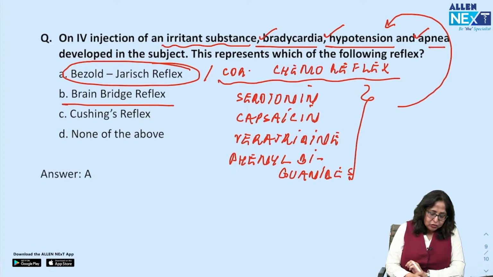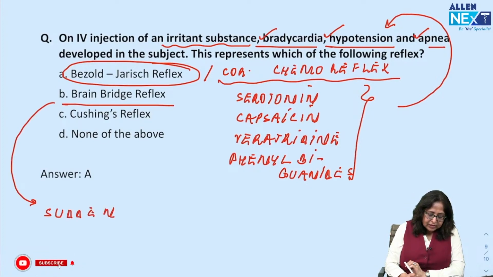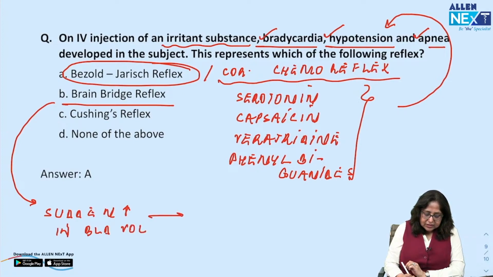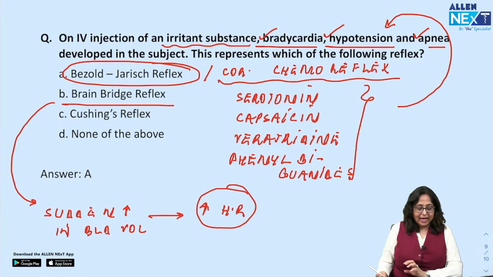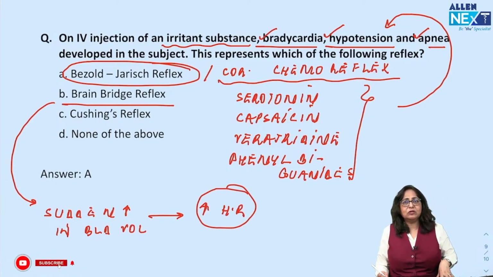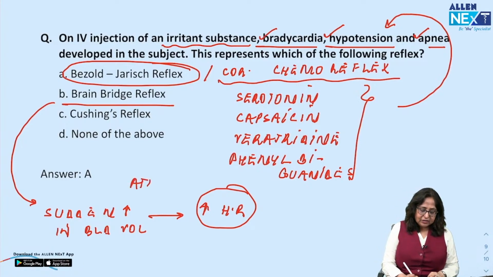Now, what is a Bainbridge reflex? Bainbridge reflex is whenever there is a sudden increase in blood volume. This causes an increase in heart rate, not a bradycardia, it increases heart rate. And the receptors which are responsible for the Bainbridge reflex are what are known as the atrial stretch receptors.